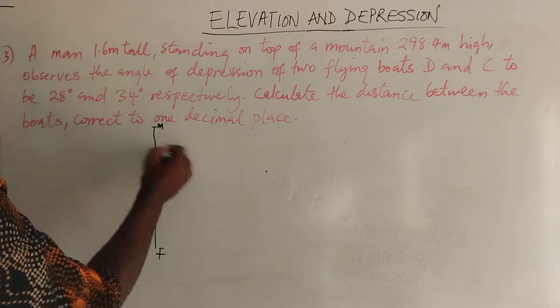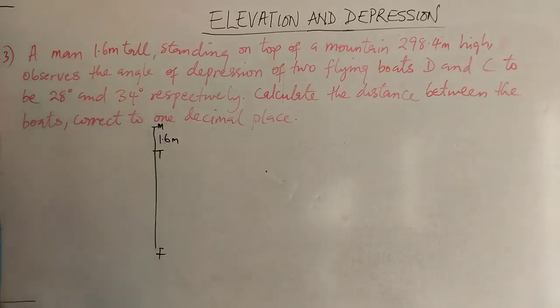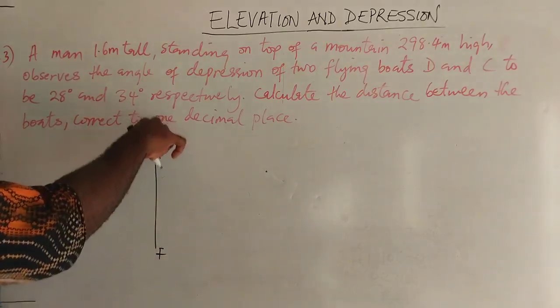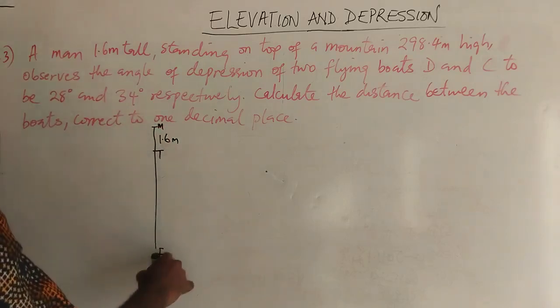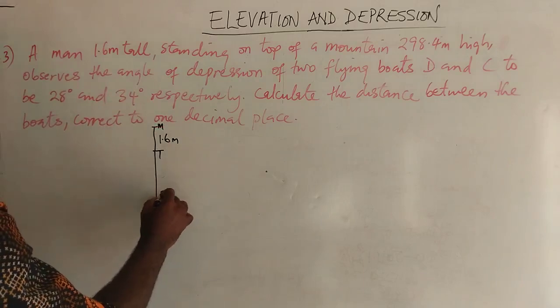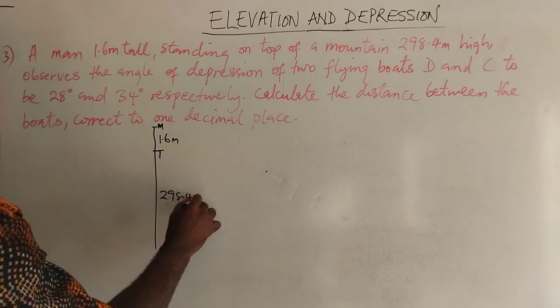MT is the height of the man, which is 1.6 meters. So that's the height of the man standing on top of the mountain. Then the height of the mountain, TF, is 298.4 meters.